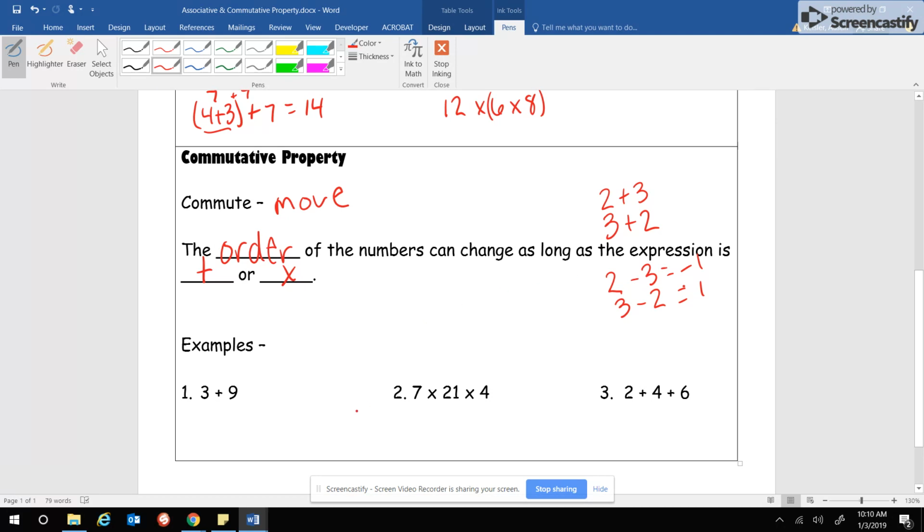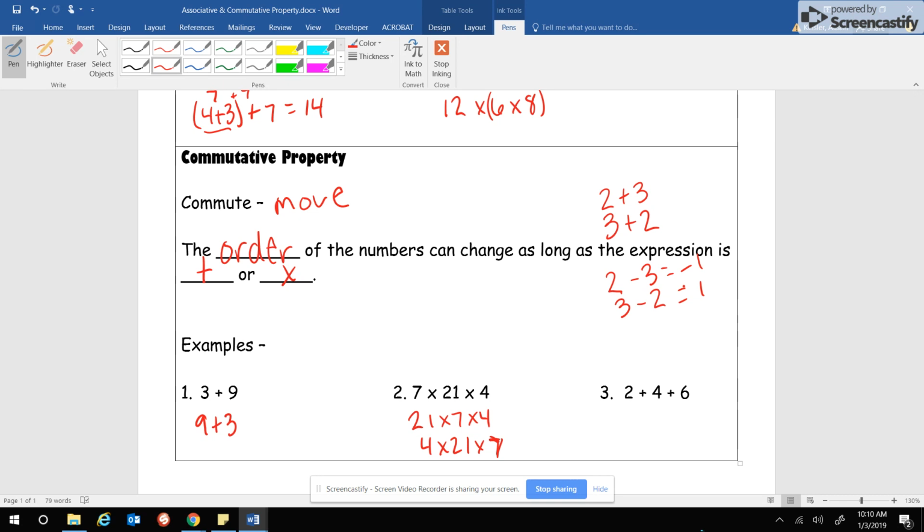So just to show you a little bit further, some examples. The commutative property, I'm going to change the order of the numbers. So 3 plus 9, I could easily just change that to 9 plus 3. We wouldn't even have to solve it. We should already know that those are going to give me the same answer. Number 2, I have 7 times 21 times 4. Well, I could change that up. It doesn't matter how I change it. I could do 21 times 7 times 4. I could also do 4 times 21 times 7. It doesn't matter. They're all going to give me the same answer. All I'm doing is changing the order around.